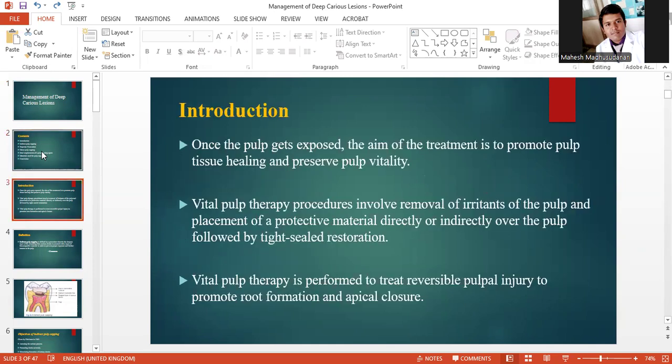Starting with the introduction, once the pulp gets exposed, the aim of the treatment is to promote pulp tissue healing and preserve pulp vitality. Vital pulp therapy procedures involve removal of irritants of the pulp and placement of a protective material directly or indirectly over the pulp, followed by a tight seal restoration. This is performed to treat reversible pulpal injury and to promote root formation and apical closure.